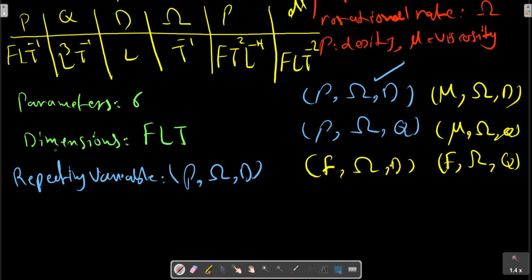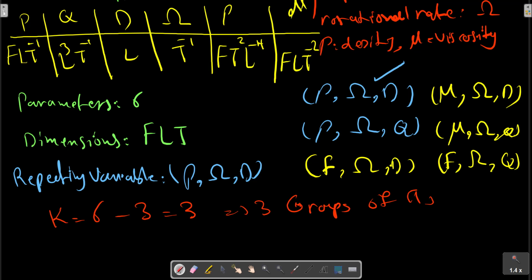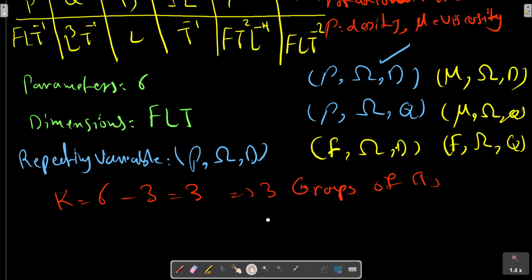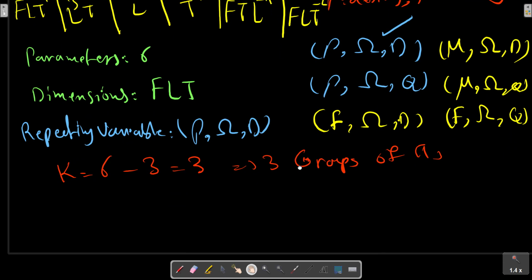So we can choose the number of pi groups equal to the 6 parameters minus the 3 repeating variables, which is 3. We have 3 groups of pi. For the first group, we can write this relation: pi 1 equals omega, rho, D to the powers a, b, c, multiplied by one other parameter.